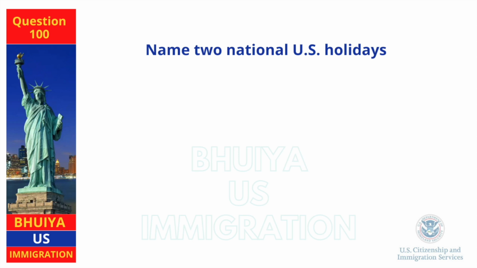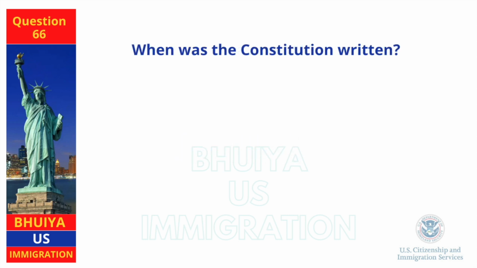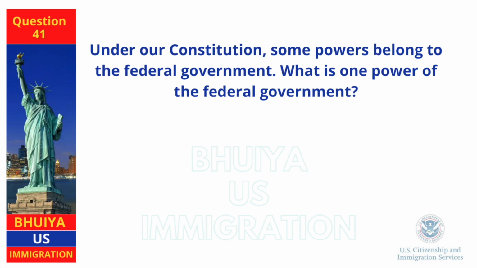Name two national US holidays. Christmas Day, President's Day. When was the Constitution written? 1787. Under our Constitution, some powers belong to the federal government. What is one power of the federal government? To print money.